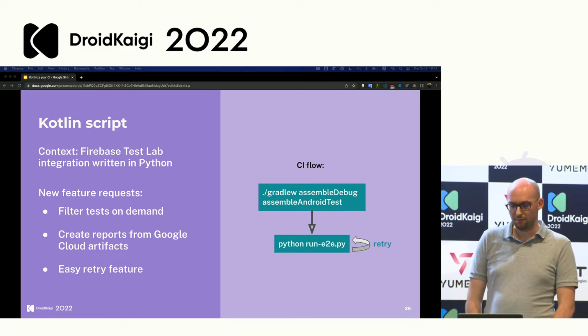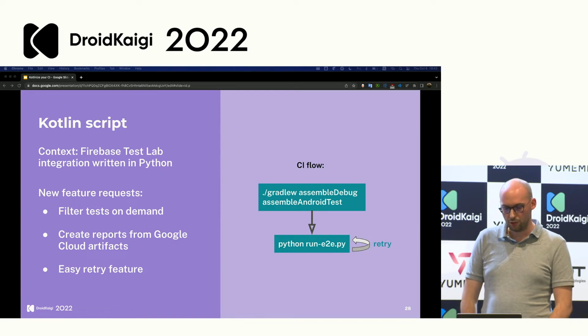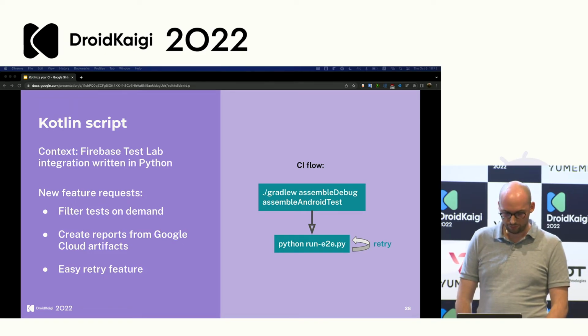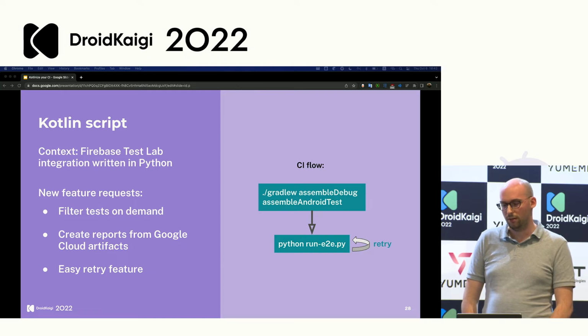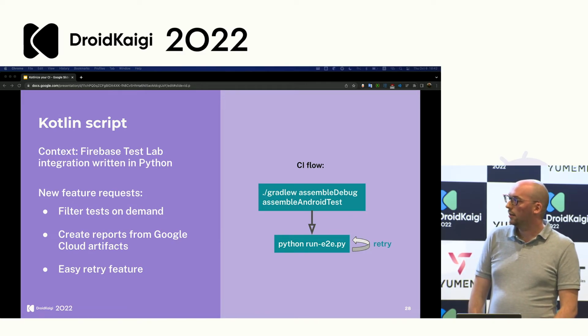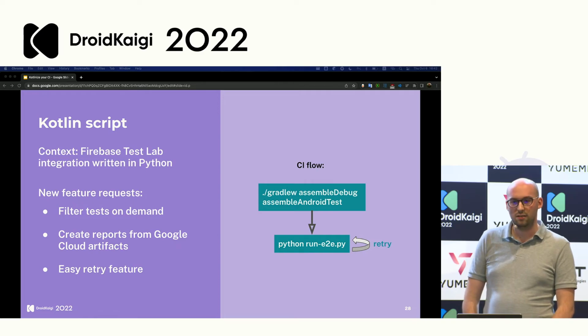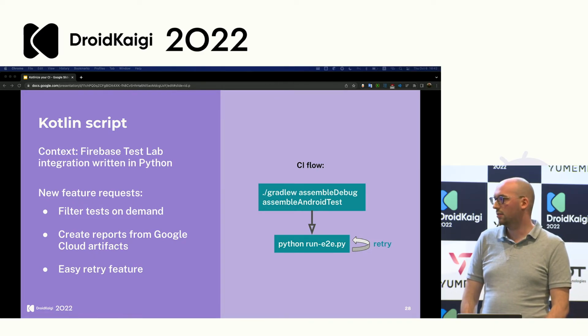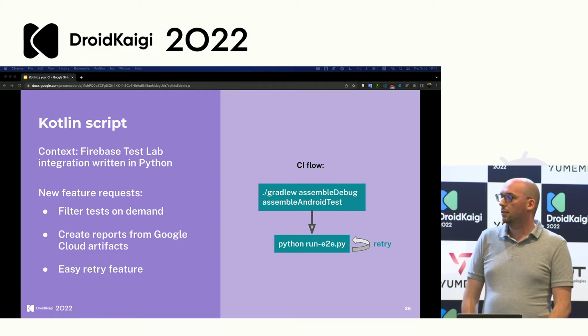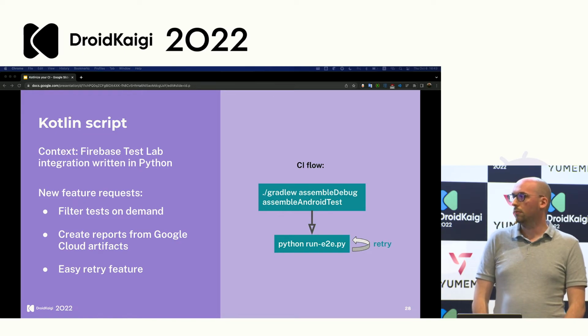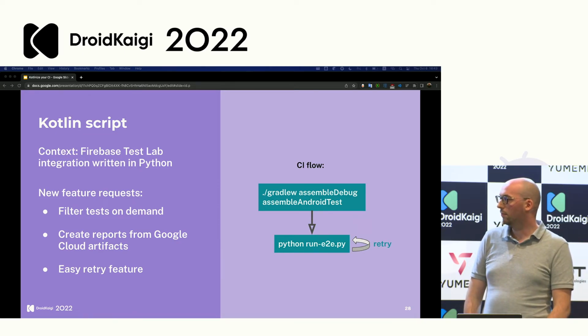But I had to maintain a special tool I will describe here, which was the Firebase Test Lab integration. It was written in Python originally, but this was becoming a pain considering the growing number of features of this script. Among feature requests, I had the need to filter tests on demand. So instead of running all tests, just test a specific screen, for example. Also, the Google Firebase Test Lab reports were not so great. So I was asked to provide custom reporting and also to maintain the easy retry feature that is available for this script.